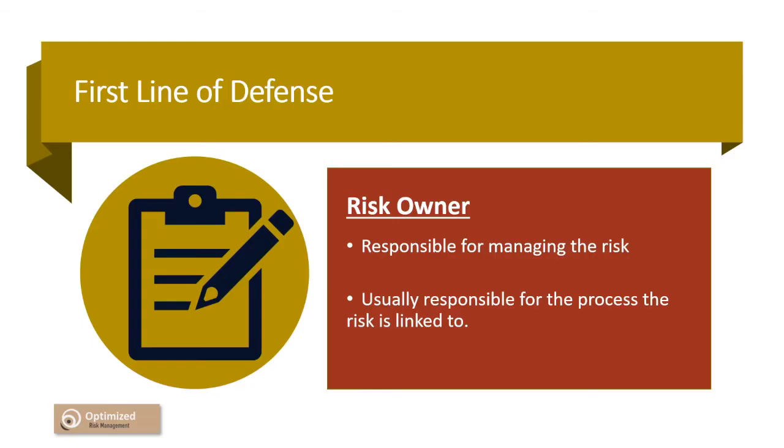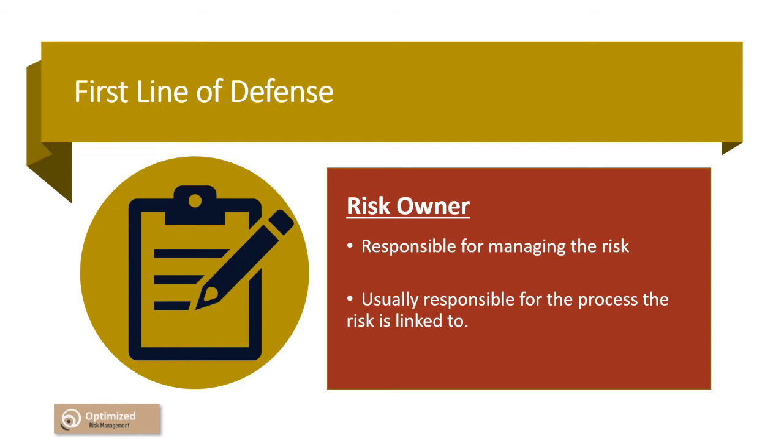Let's begin with the first line of defense. This is the risk owner. The risk owner is the person who identifies, assesses, monitors, and manages a risk. Risk owners ensure that risks are properly described and assessed to determine whether they are in or outside of your risk appetite. You can usually identify the owner of a risk by identifying the person responsible for the process the risk is linked to.